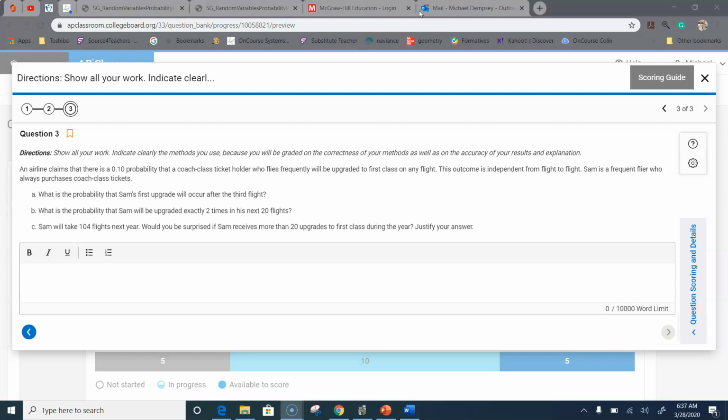What is the probability that Sam will be upgraded exactly 2 times in his next 20 flights? This is a binomial setting. That's why I wanted to put this on here for you. There's going to be 20 trials. It's a classic binomial setting, binomial PDF. We're not adding a bunch of stuff up. It's just one particular instance.